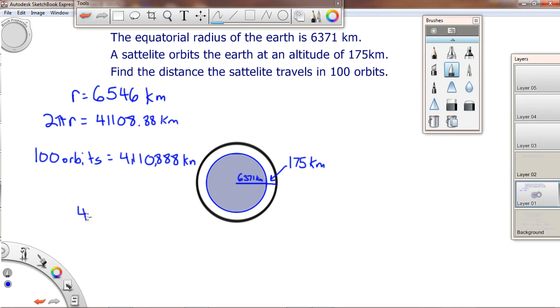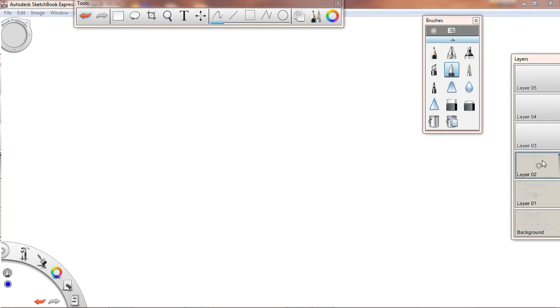So 4.110888 times 10 to the 6th kilometers. Okay, remember that every time we move the decimal place, that's a power of 10. This is a very large number, 4 million something, so we're going to have a positive exponent here. Okay, all there is for that one. Let's move on to the next one.